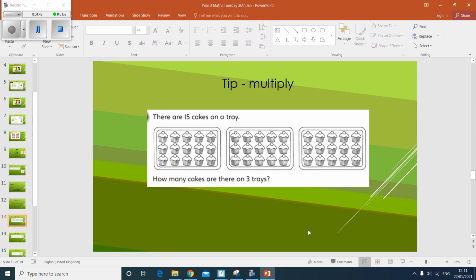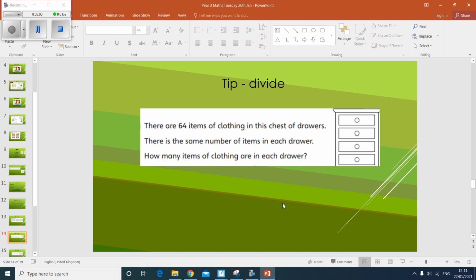So the first question here, we've got 15 cakes on a tray. We can see that there are 3 trays. So how many cakes altogether? We've got a tip here, multiply. Our next question. There are 64 items of clothing in this set of chest of drawers, and there's the same number in each of the drawers. So how many items of clothing are in each drawer? And I can see that there are 4 drawers. So we've got 64 items and 4 drawers, and the tip here is to divide.